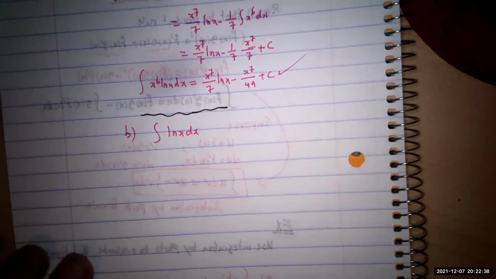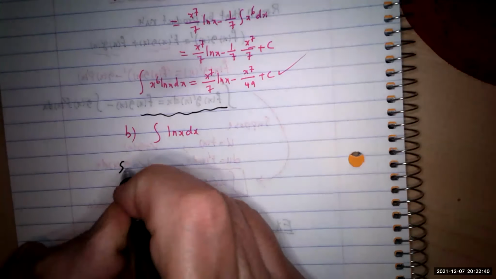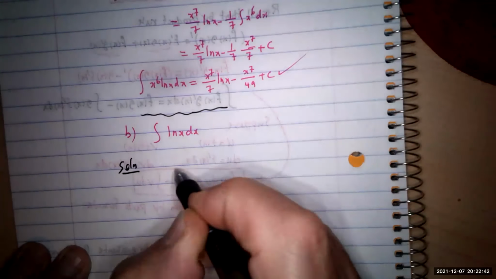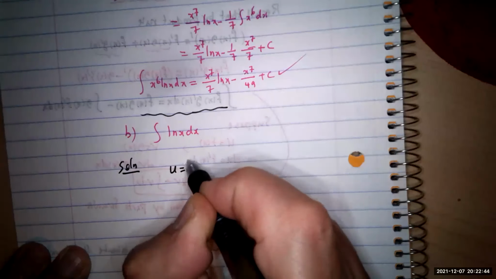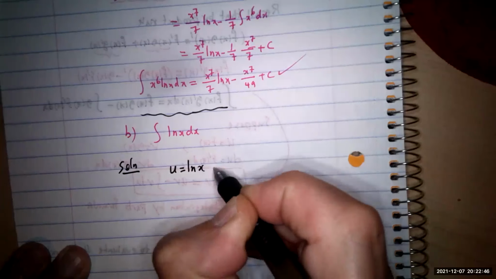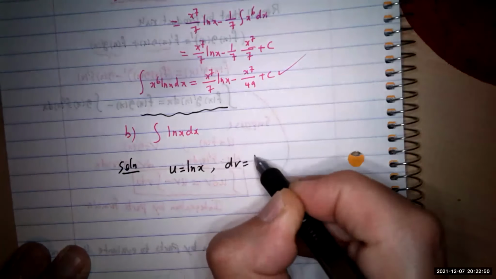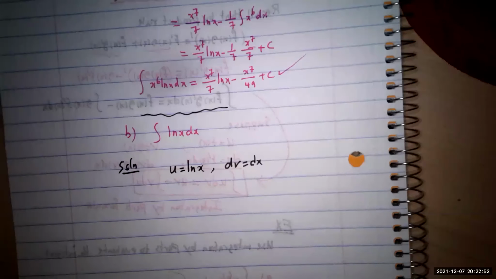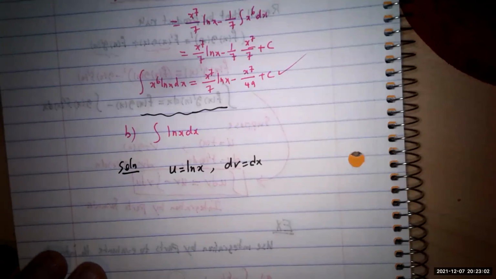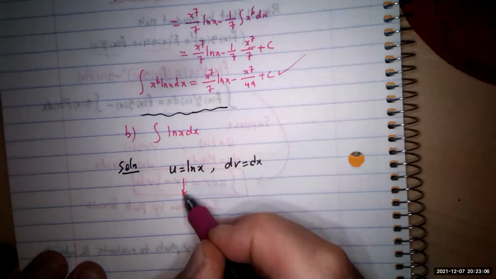Now, I told you the choices. I told you that always take the u to be ln x. The leftover is dv. In this case, the leftover is just a dx. Always we get the u to be ln x. The leftover is dx, it's dv only. So from this part, you have to differentiate to get the du.